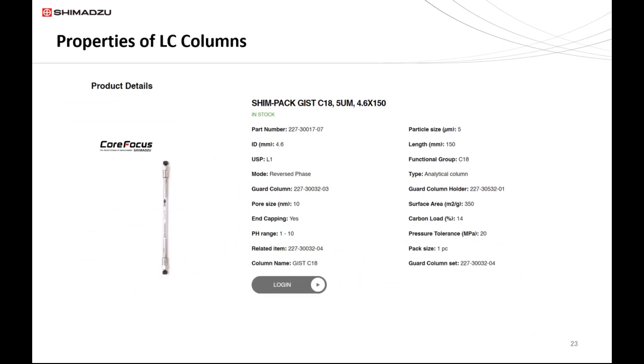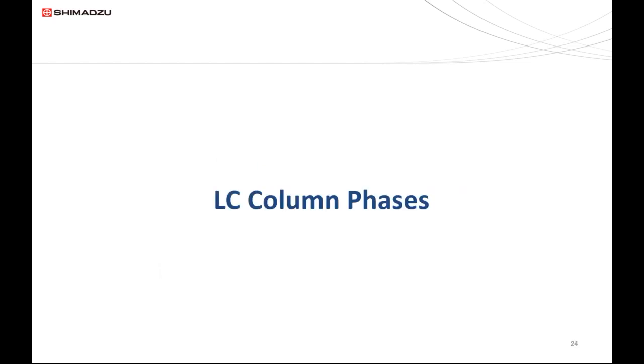Now all these properties that we have gone through so far can be found on our Shop Shimadzu website, including the properties that are found on the box or on the column label itself. We are still left with the last property, the phase chemistry, which is largely determined by the bonded functional group. Phase chemistry is what makes the most difference in your separation, and it goes beyond just the bonded functional groups.